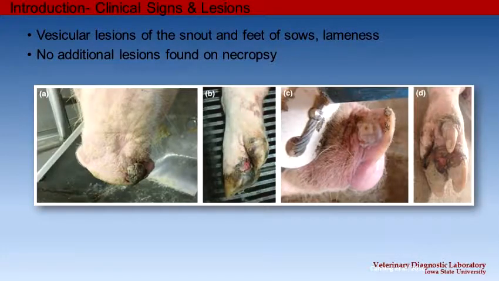If you see the lesions here, vesicle in the nostril, ulceration of the plantar region, this is an acute vesicle, again, ulceration of the plantar region. And believe me, if you walk into the farm 1 week after this outbreak, you won't find anything. The lesions have resolved and the animals are just fine. So this has to be detected in the really, really acute stage.